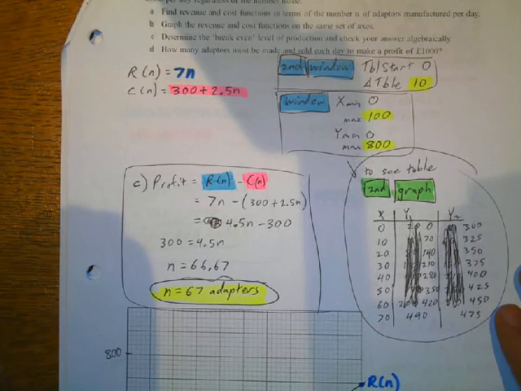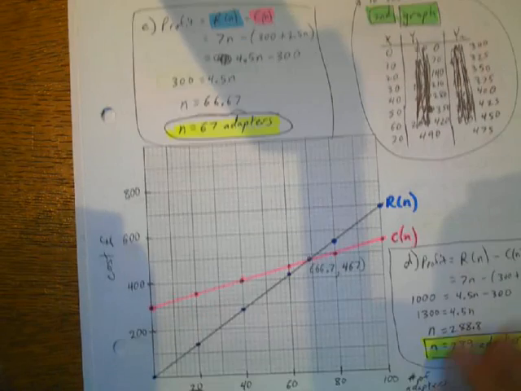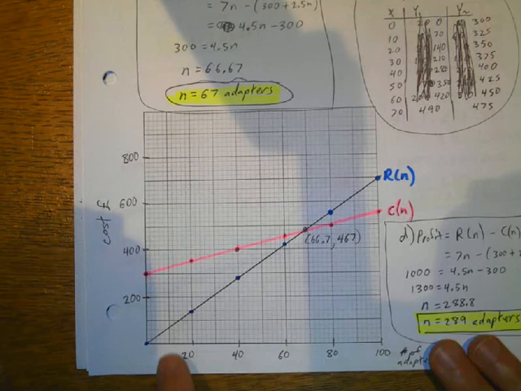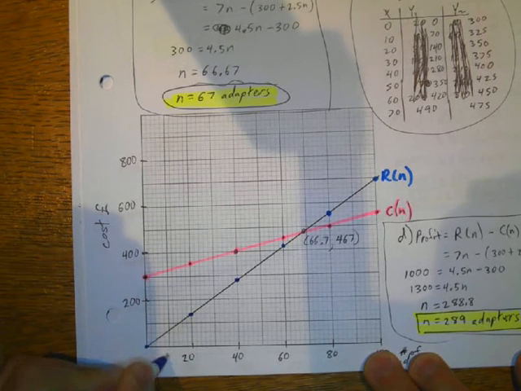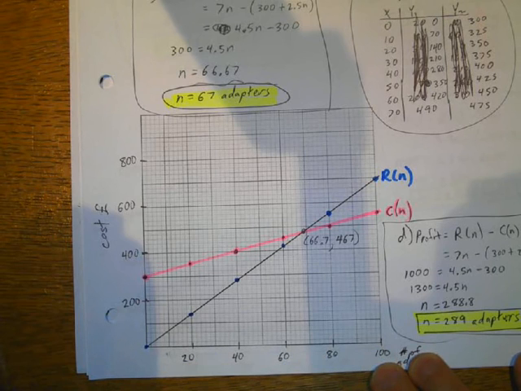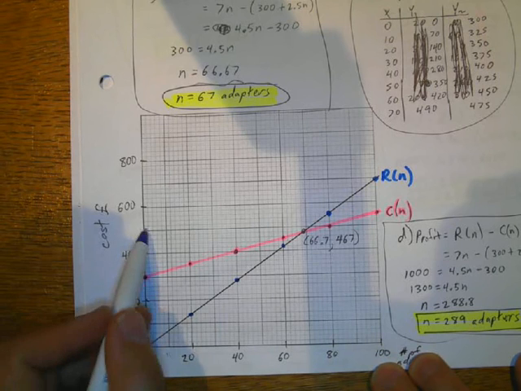Okay, on my scale here, I went by, I made each mark by 10. So here this is 10, 20, 30, 40, 50, 60, 70, 80. On my scale here, I went by hundreds. So 100, 200, 300, 400, 500, 600.